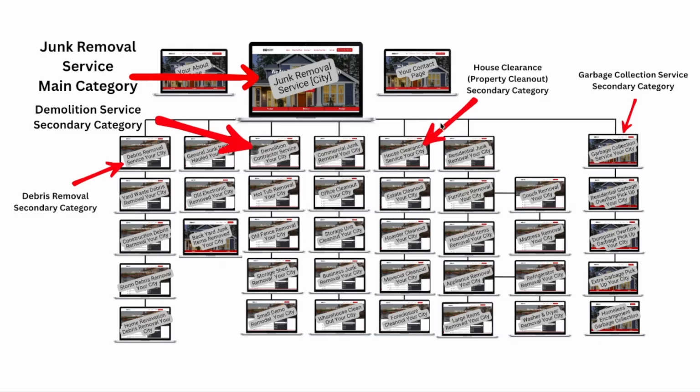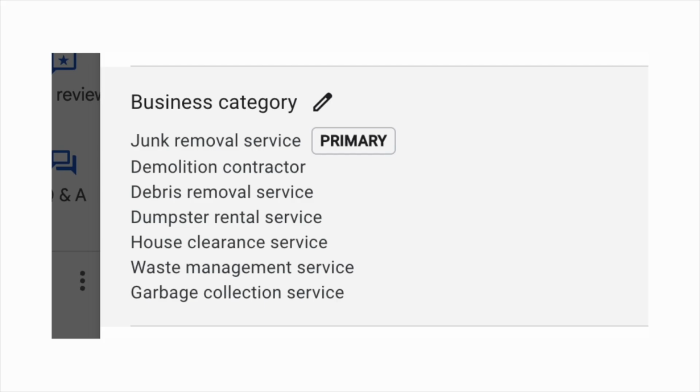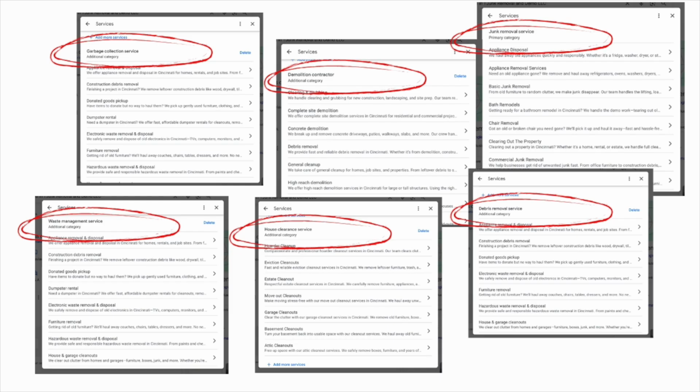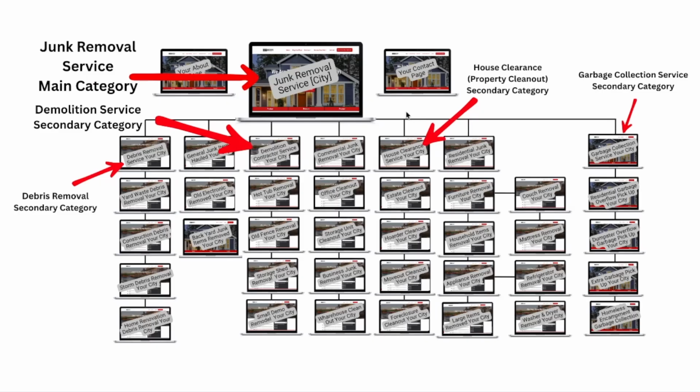And this creates what is called topical authority because you've selected so many of those categories on your business profile and you've built out a website that matches everything that you've built out, and it's going to give you a lot better rankings. Let me show you guys one example of this.